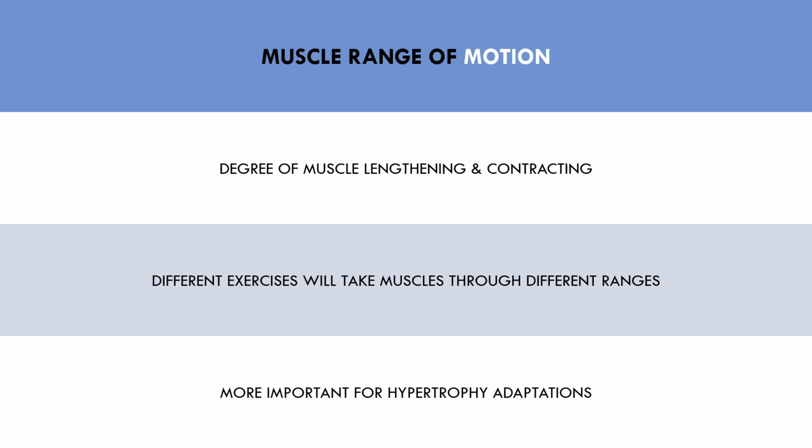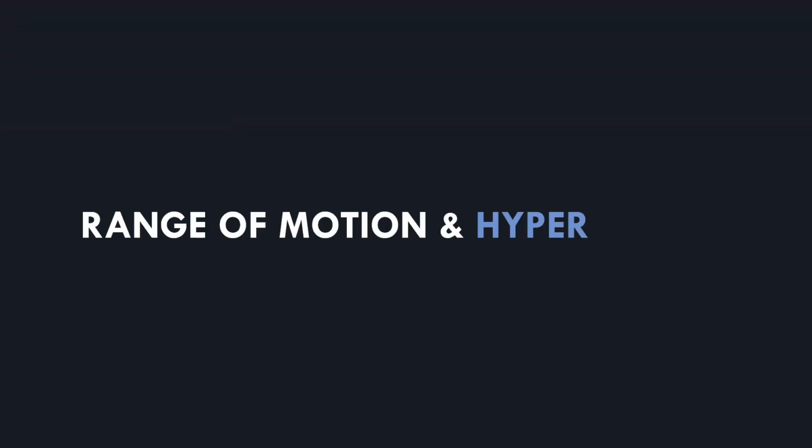When training for hypertrophy, we are more concerned with muscle range of motion because this is what will determine the stress on the muscle and the adaptations that take place. Our muscles don't grow because we hit depth in a squat, our muscles grow when there is sufficient stress to the tissue. So how does range of motion influence muscle hypertrophy?